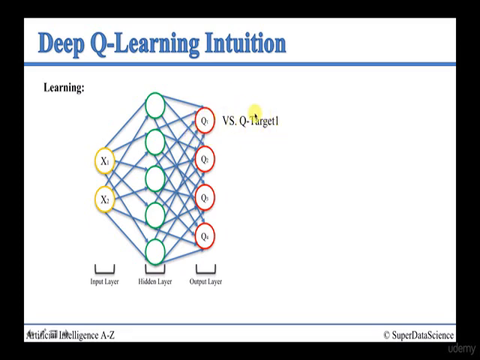So we're comparing Q1 versus that target. We're comparing Q2 versus that target, the target that we had from previously. Q3 versus the target, Q4 versus the target. And so this is the part where the neural network, or the agent, is now learning through deep learning how to better go through this maze.